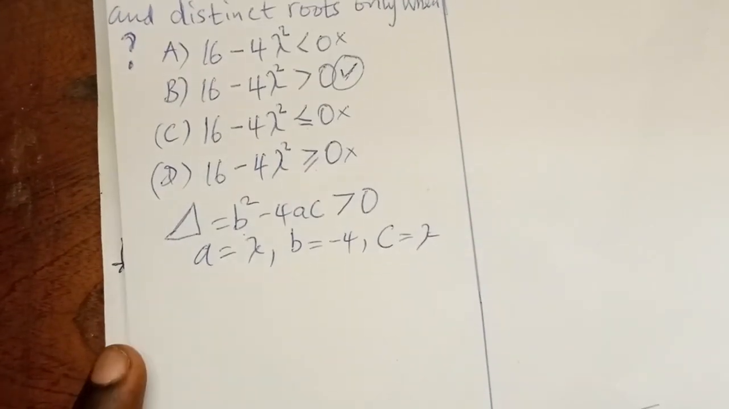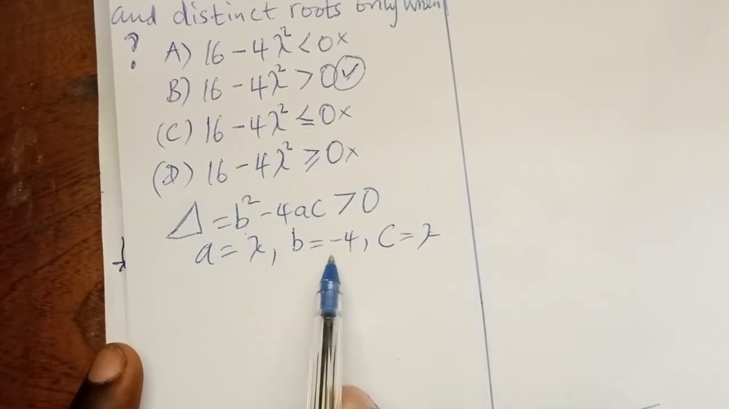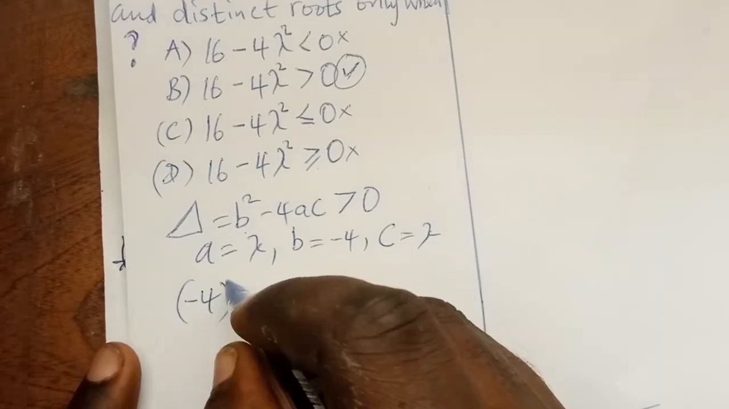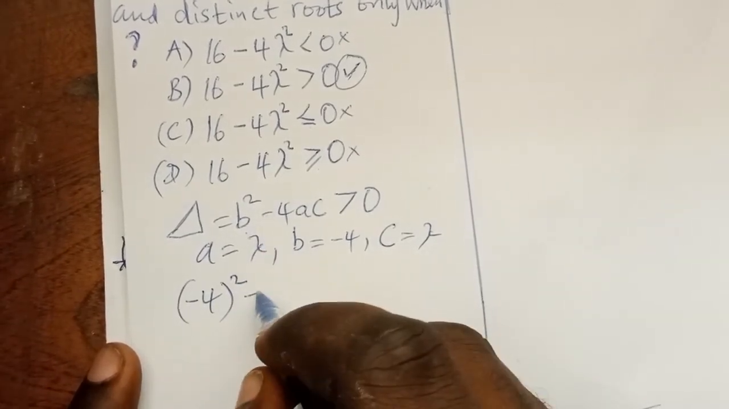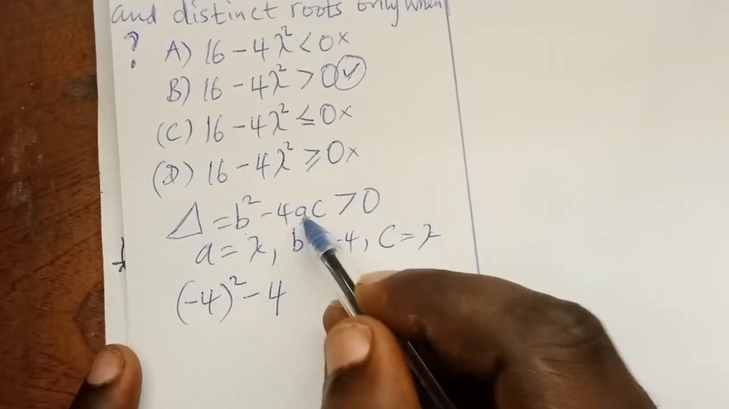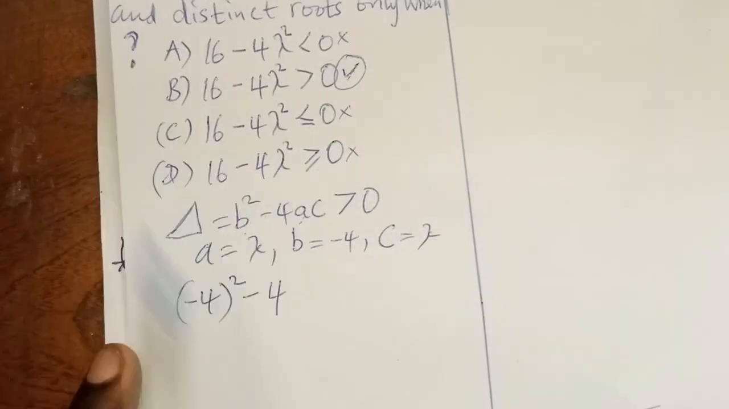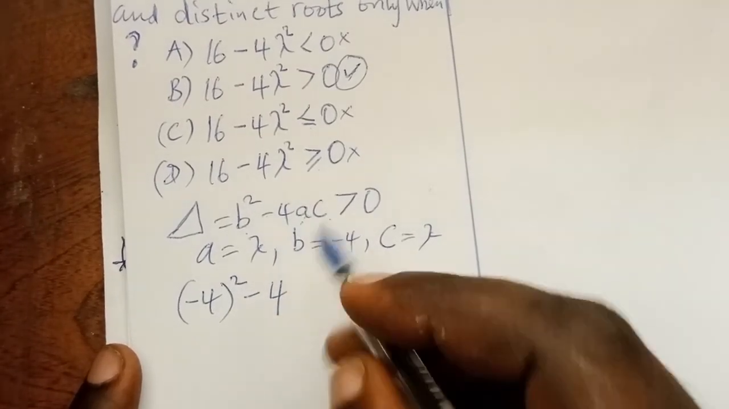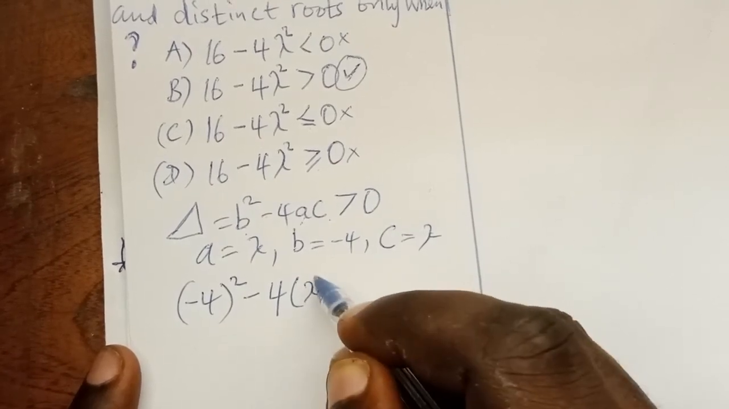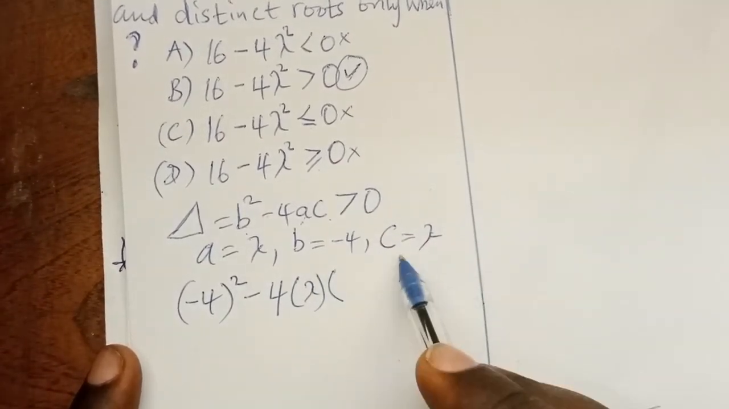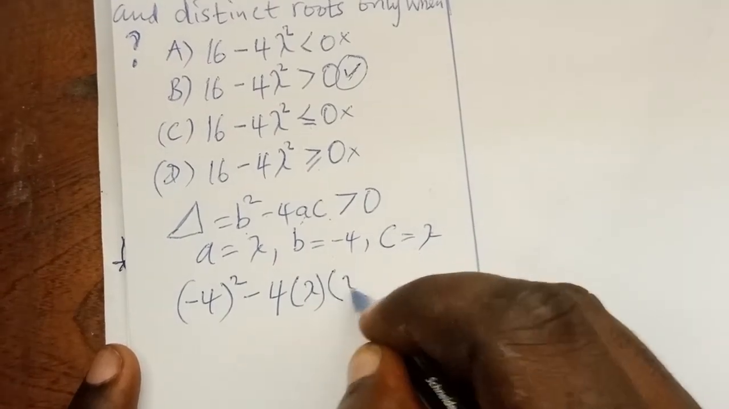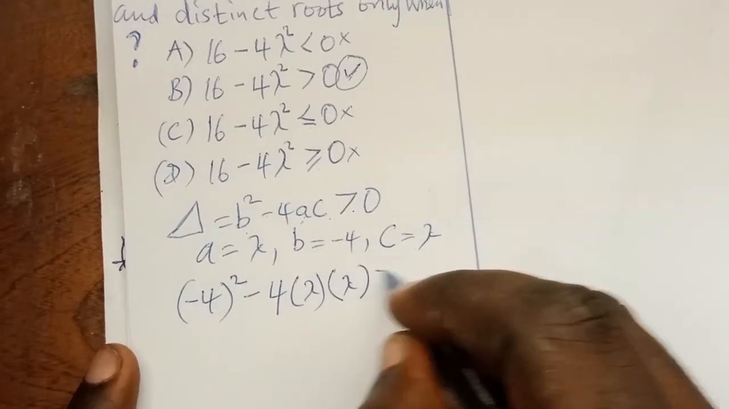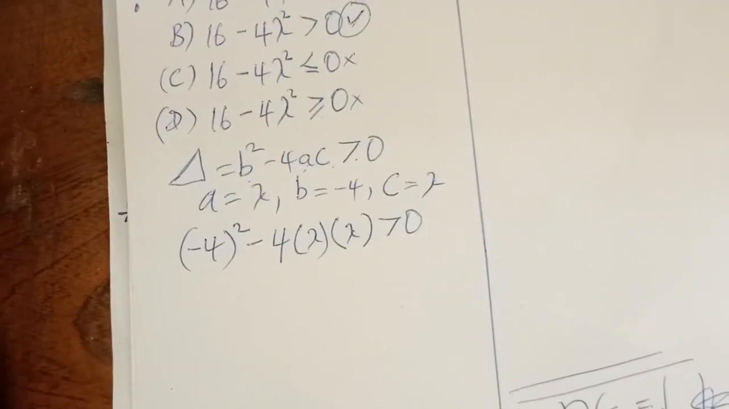Let's put it together now. B square here is minus 4 square, so we have minus 4 all square minus 4 times a. What is a? A is lambda, as we have seen here. Times c, and c also is lambda, so we insert lambda as well. This should be greater than 0. Let's try it and see.